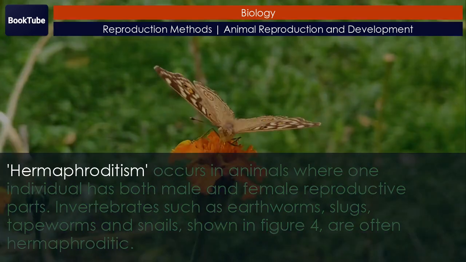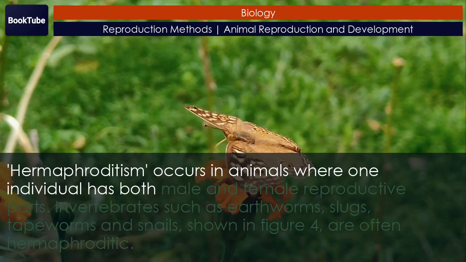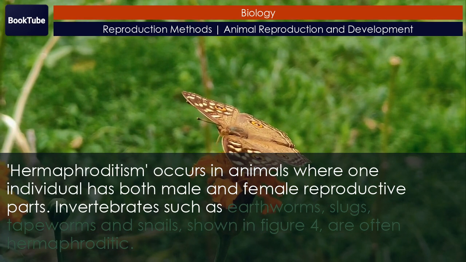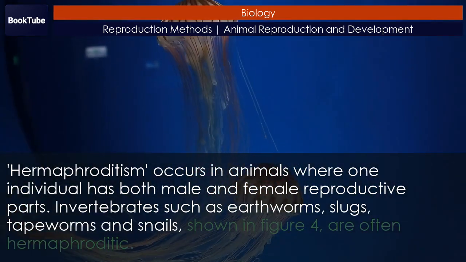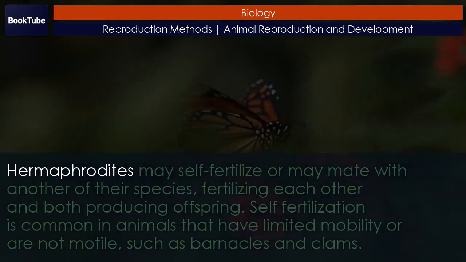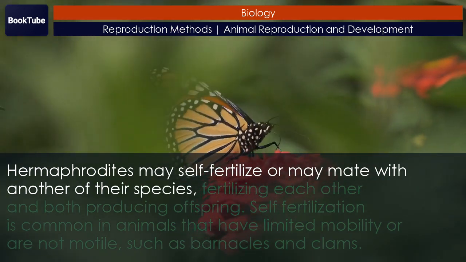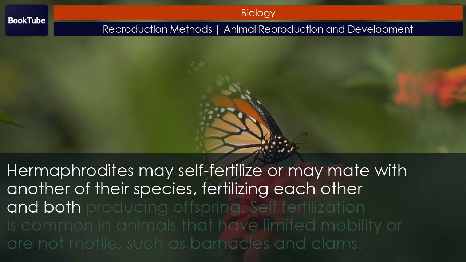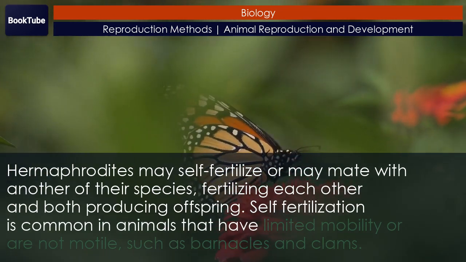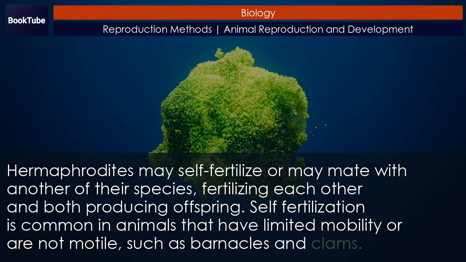Hermaphroditism. Hermaphroditism occurs in animals where one individual has both male and female reproductive parts. Invertebrates such as earthworms, slugs, tapeworms, and snails, shown in Figure 4, are often hermaphroditic. Hermaphrodites may self-fertilize or may mate with another of their species, fertilizing each other and both producing offspring. Self-fertilization is common in animals that have limited mobility or are not motile, such as barnacles and clams.